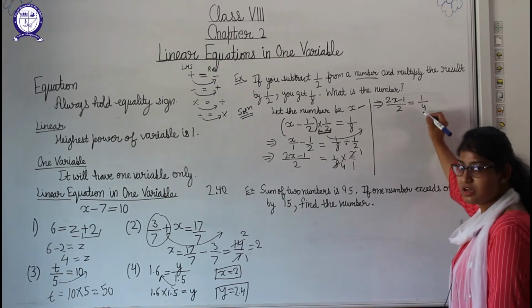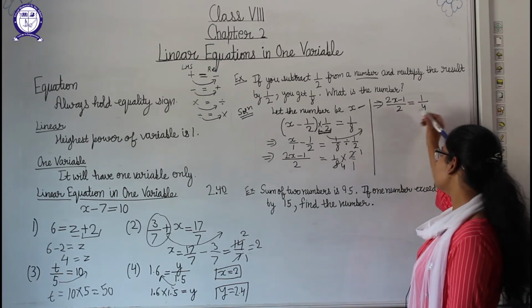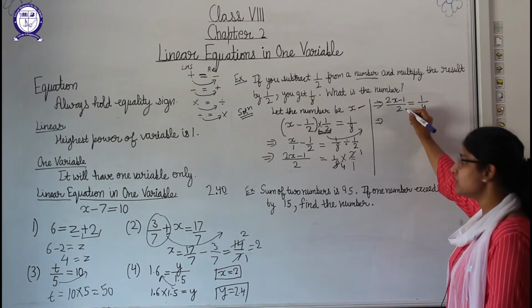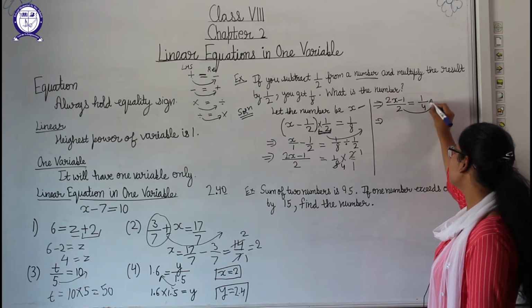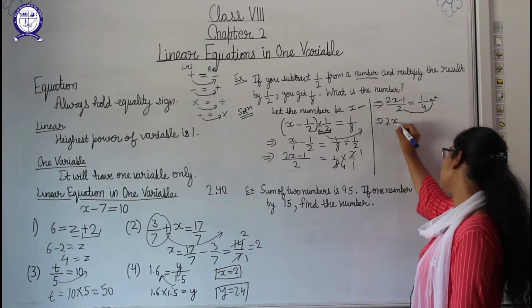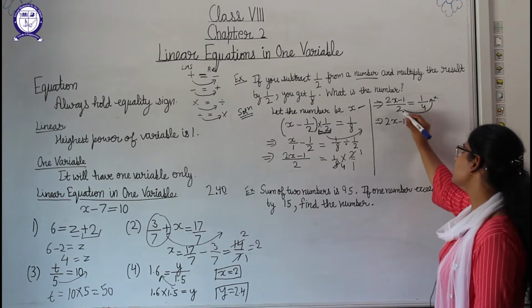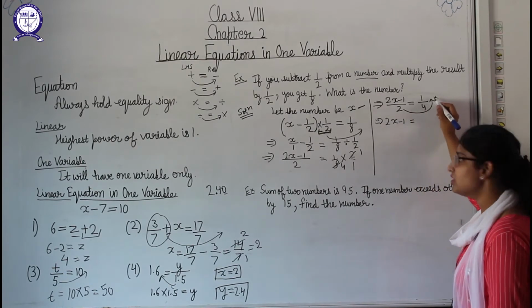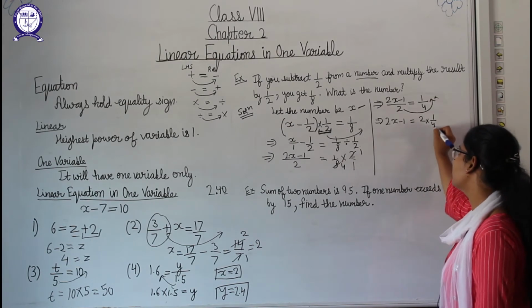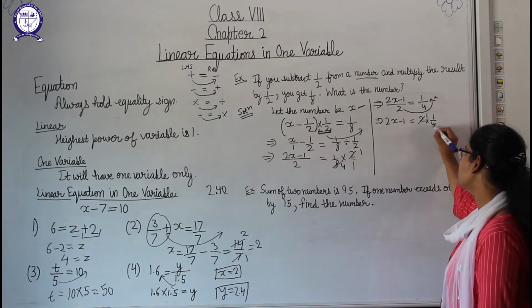Okay students, this is our solution up to now. Now what will we do here? 2 is in division, so on that side this 2 will be in multiplication. Okay, so here 2x minus 1 will be the same, 2 is in division, so it will be in multiplication, so it will be 2 into 1 by 4. Okay, now 2 ones are 2 and 2 twos are 4.